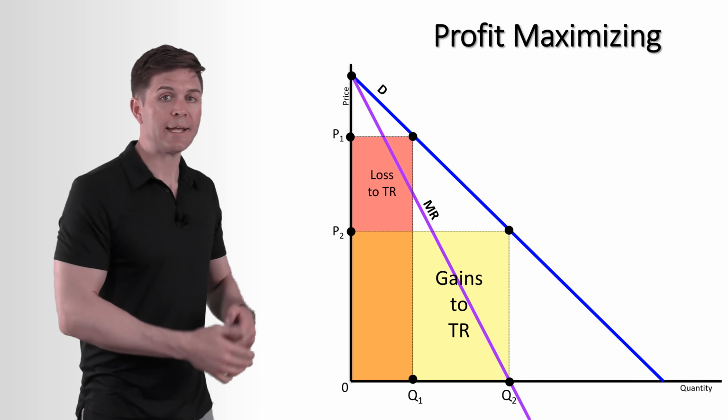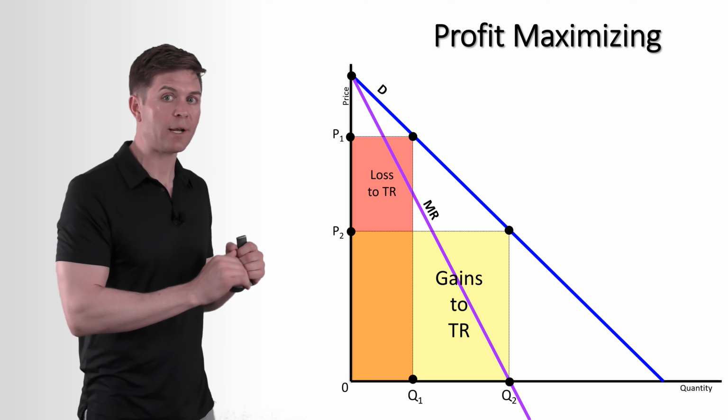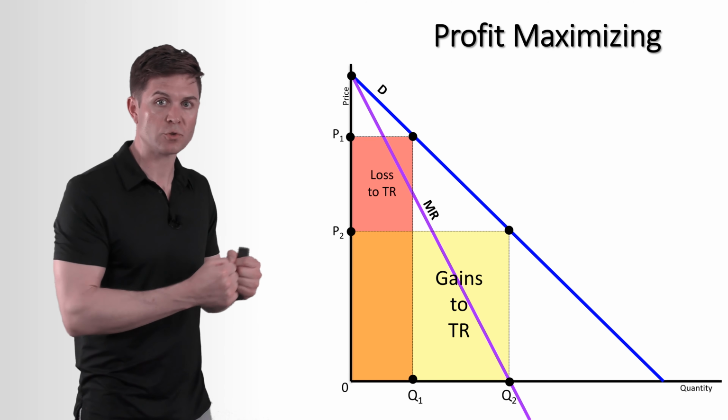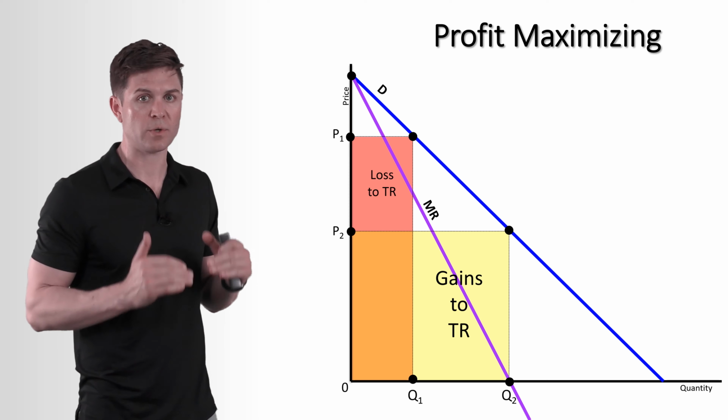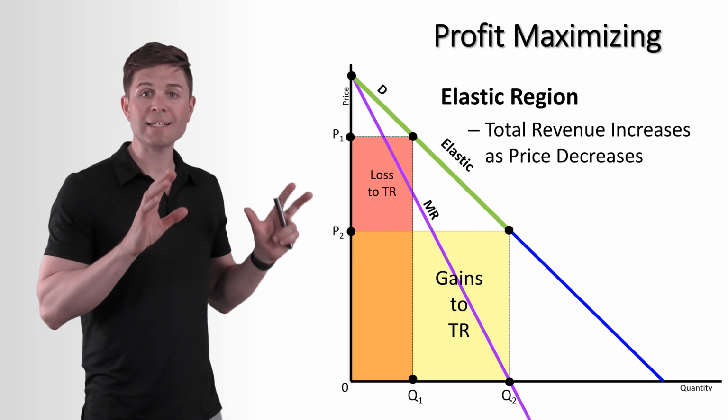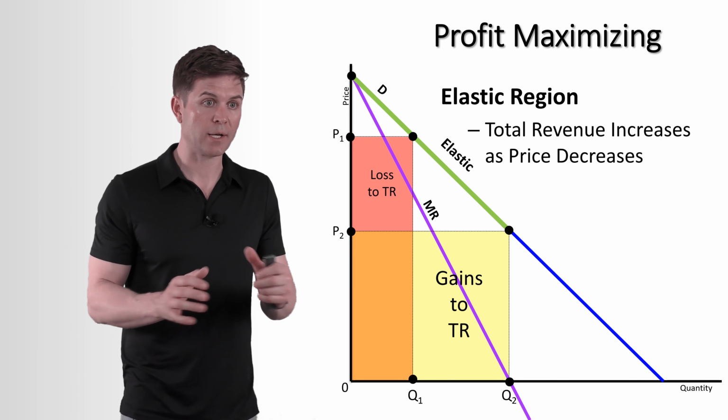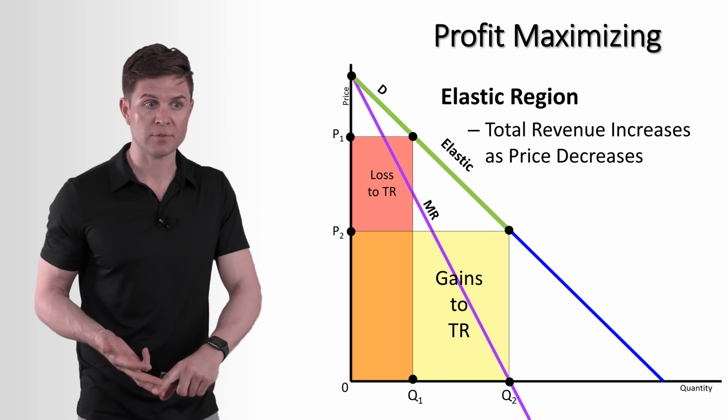Now, Q2 is a unique location because this is the point where marginal revenue goes below zero. And anything beyond this, any drop in price to increase the quantity demanded to try and increase revenue is going to result in a decrease in revenue. So this is the elastic region of the demand curve right here. Total revenue increases as price decreases.